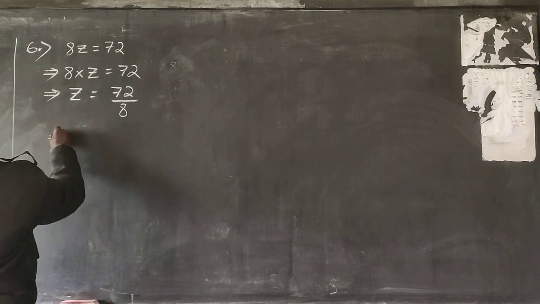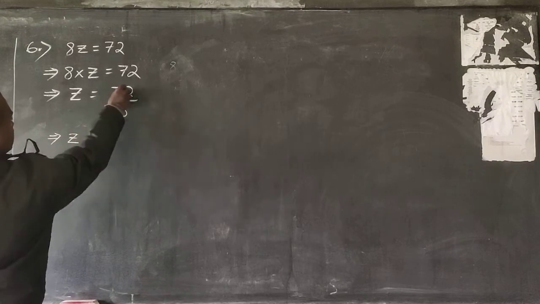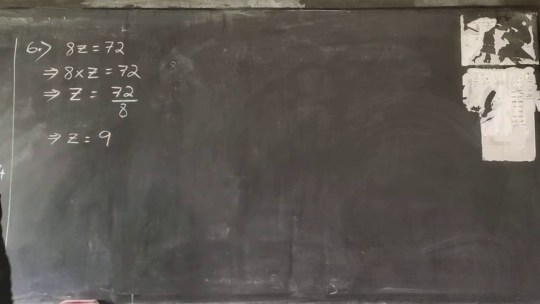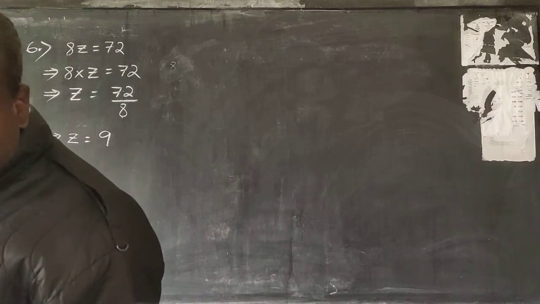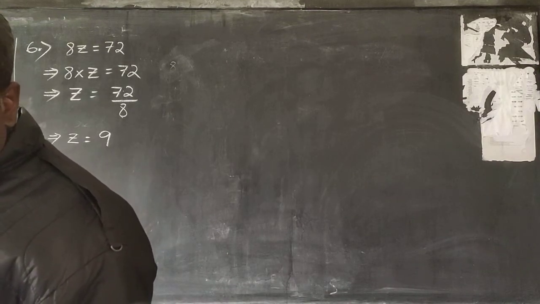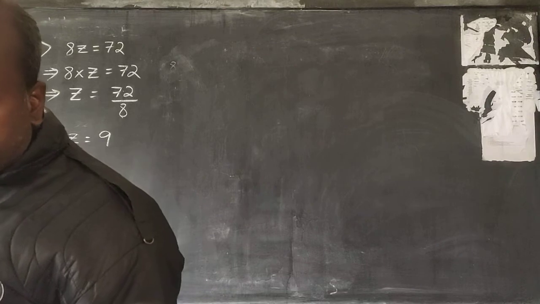So now let's solve. 72 divided by 8, how much is that? 9. So z value is 9. Similarly, question number 7, 10x equals to 90.